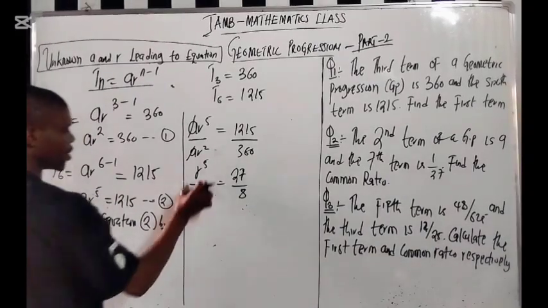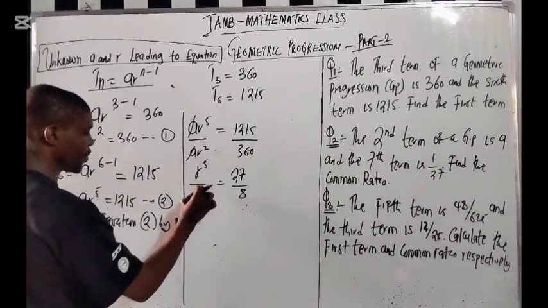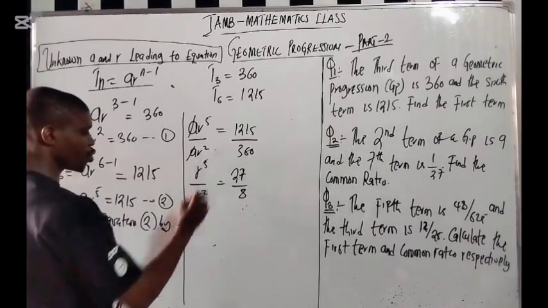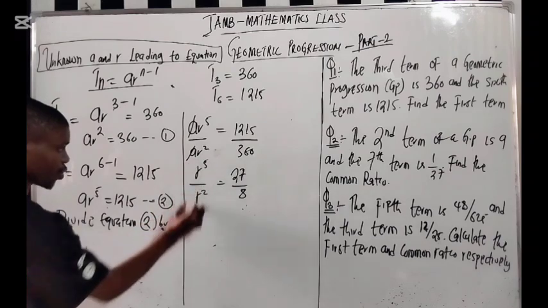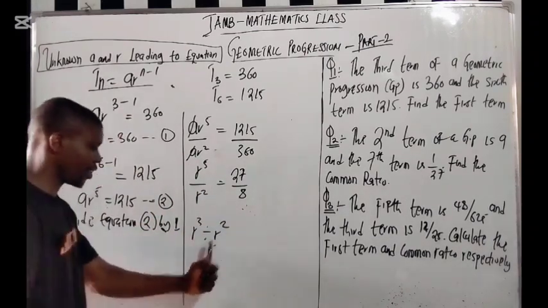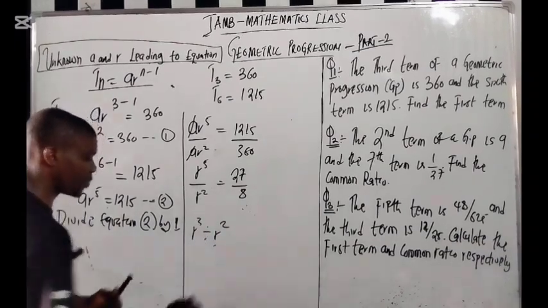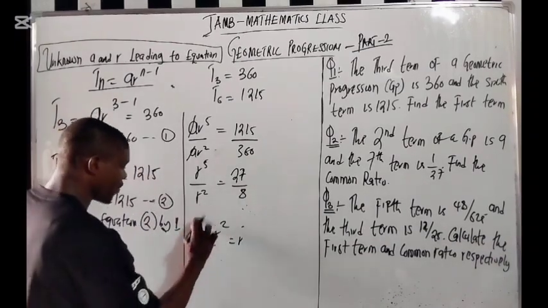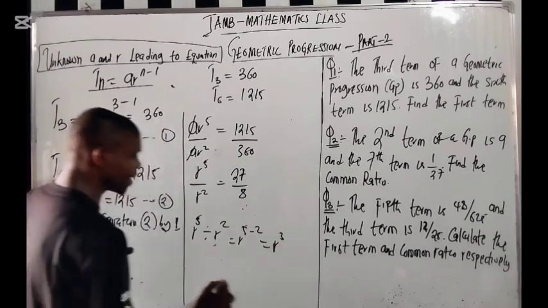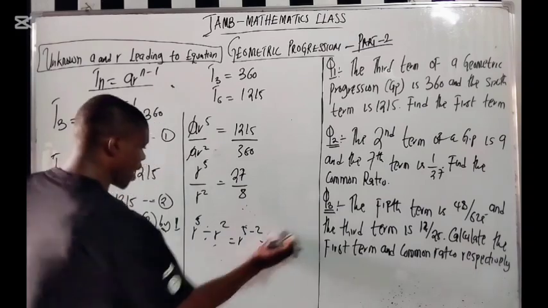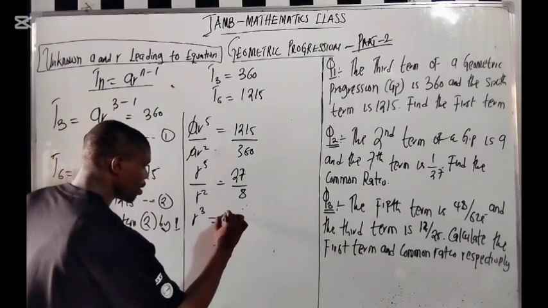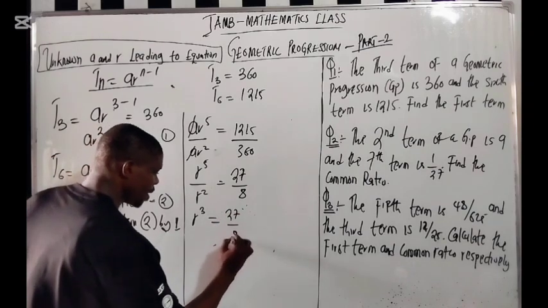Remember, in indices we have the same base but different powers, so you subtract. It's just like r cubed divided by r squared. Here is 5 minus 2, so it's going to be r raised to 3. If you evaluate this, I get r cubed equals 27 over 8.